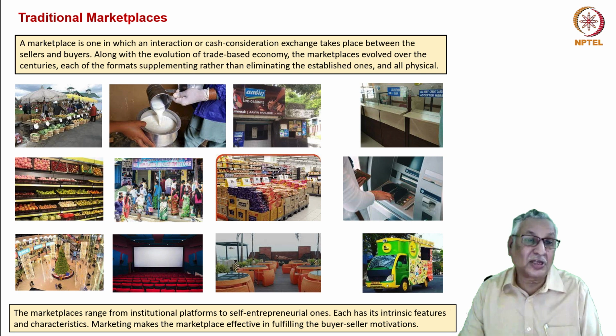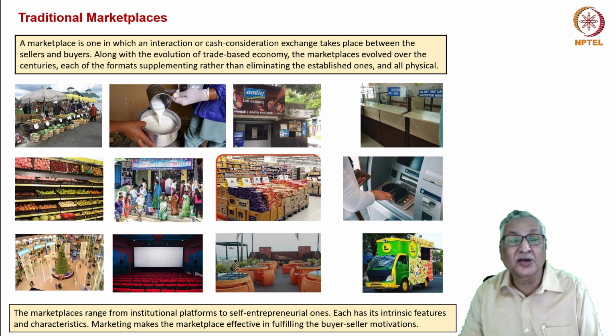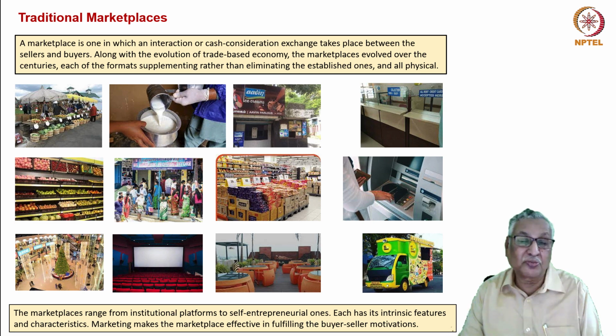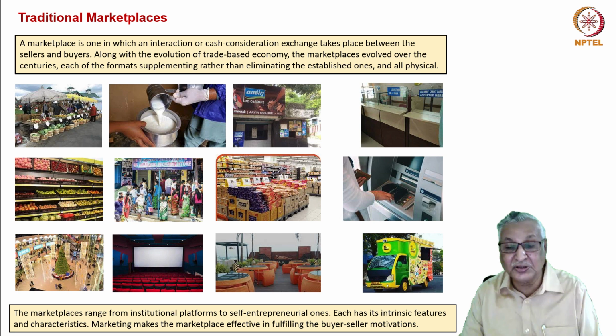You can see various marketplaces that exist. The people who sell their agricultural produce, vegetables, and fruits constitute one type of marketplace. The milk vendor who provides milk to you, or the place from where you take the milk, is another type of marketplace. The bank floor where the cash is dispensed against checks is a marketplace. The kirana store is a marketplace. The modern supermarket is a marketplace. The ATM is a marketplace. The mall is a marketplace. The theater where all of us enjoy a movie is a marketplace.